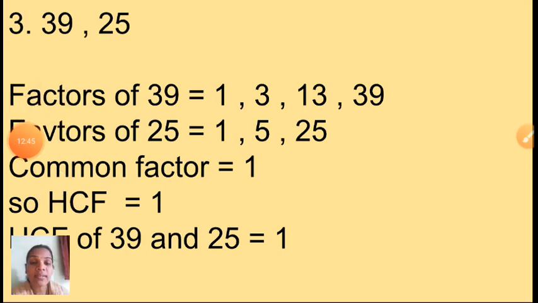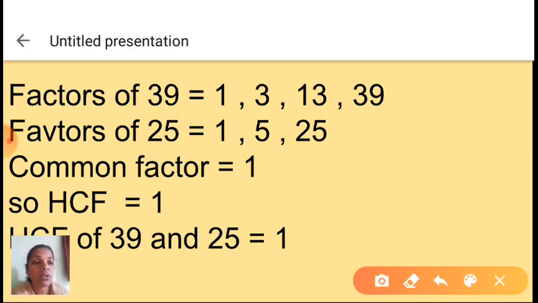So children, see here the third sum, that is 39 and 25. Okay, we have to find the HCF of these two numbers. So here I have used that first method. Okay children, the last session I had taught that method, I have used here. See, factors of 39 we have to write first. Factors of 39, how do we write?